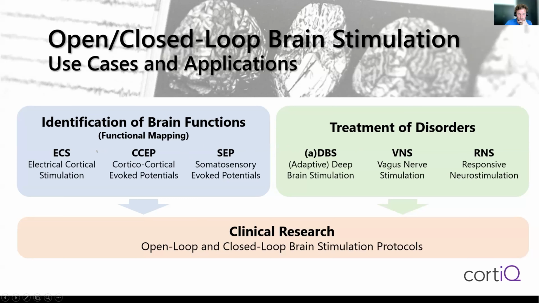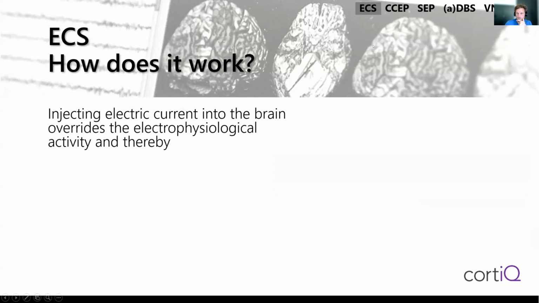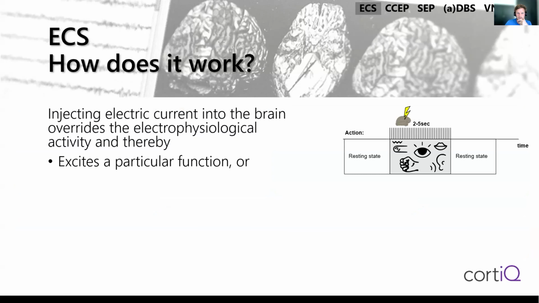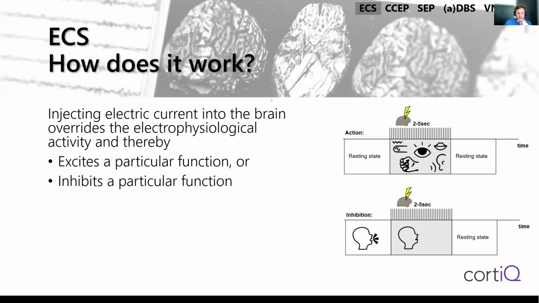applications, starting with ECS. You might have heard about it already, but let me briefly recap it. When you're injecting current into the brain, you're overriding the natural physiology of the brain, and this yields either the excitation of a certain function, so you can make the hand move, for example, or cramp when you're stimulating the motor area, or it yields the inhibition of a particular function. For example, when you stimulate speech production areas, Broca's area or mouth area, while a patient is speaking, you would be able to just inhibit or block this function.